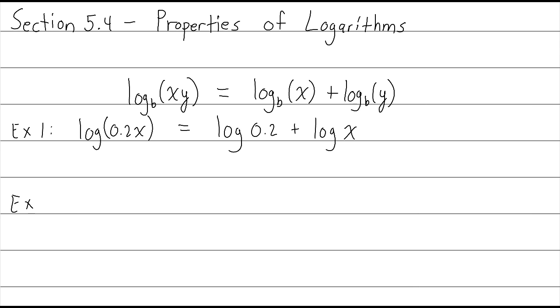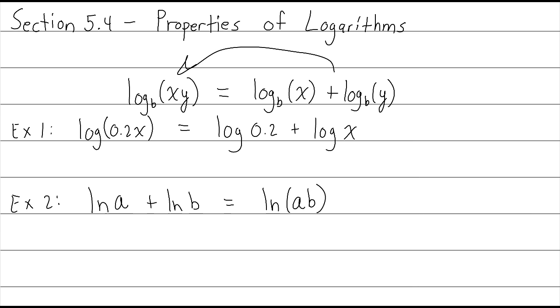Or perhaps you are given something that looks like this, natural log of a plus natural log of b, and you wanted to write it in a more consolidated form. You could say, well, this is a product, natural log of a times b inside of a single one. That's just this one in reverse. Okay, so that's two different ways you can use that one property.